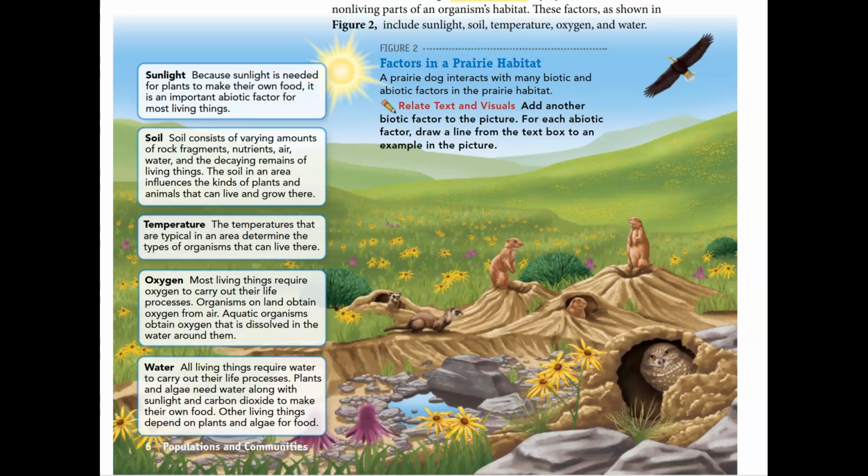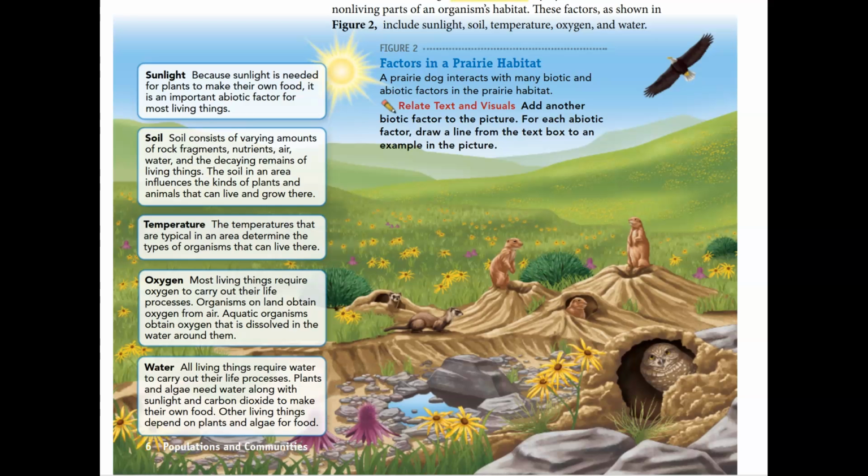Water. All living things require water to carry out their life processes. Plants and algae need water along with sunlight and carbon dioxide to make their own food. Other living things depend on plants and algae for food.